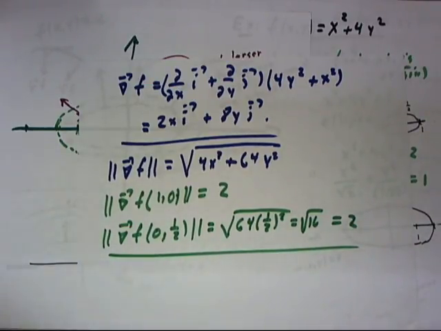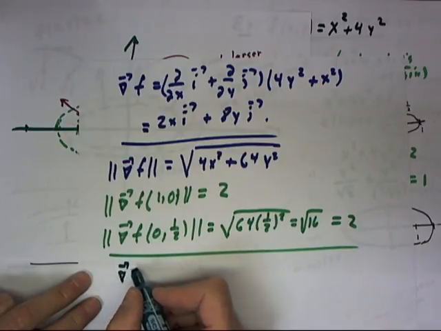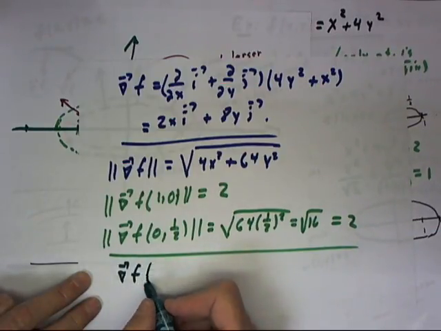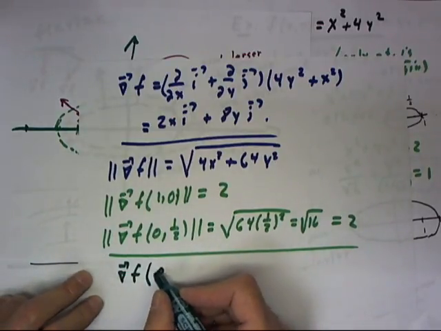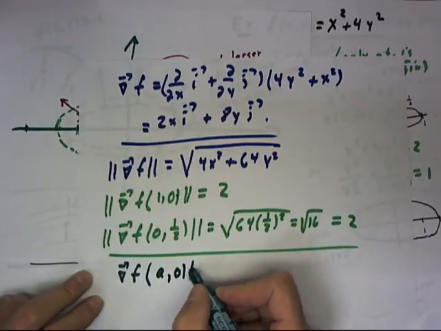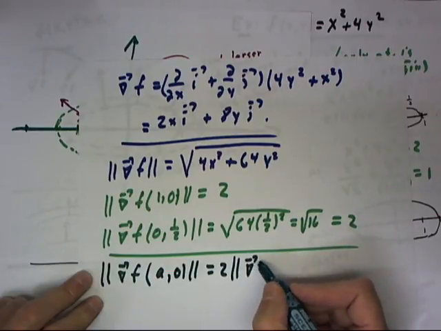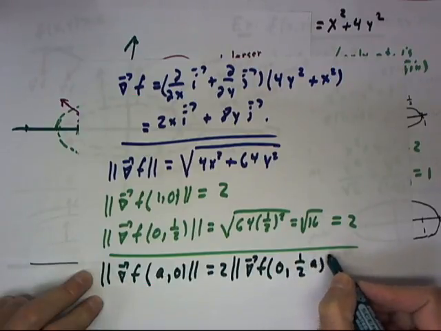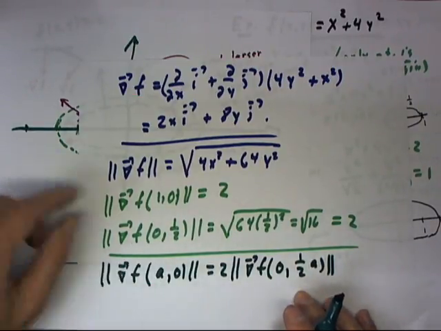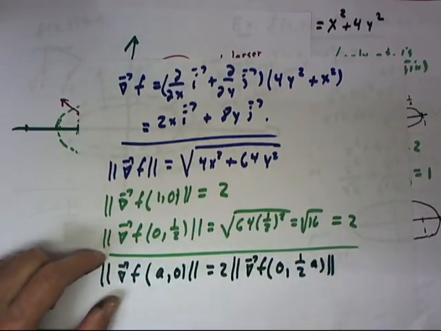In general, I'll leave it to you to verify that the gradient of f at any point a, 0 has a magnitude that's twice as great as the magnitude of the gradient of f at the point 0, 1/2 a. And you can think about how that would apply to the level curve picture for this function.